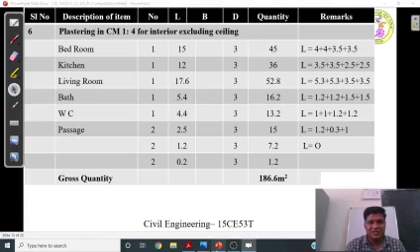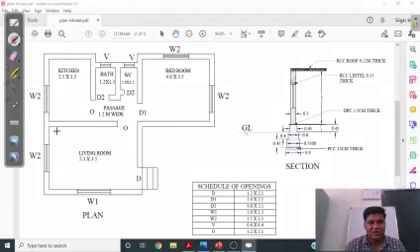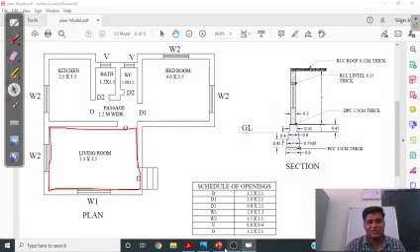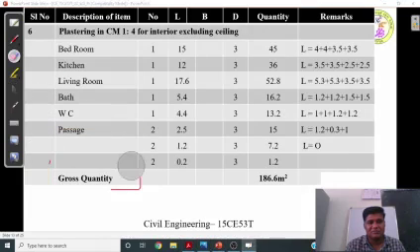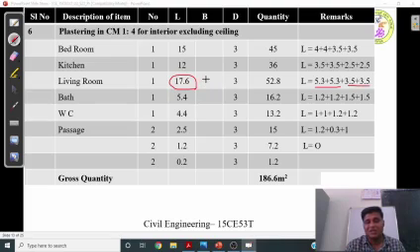Next, the living room. In the living room, the linear dimensions are 5.3 and 3.5. There are two numbers of 5.3 and two numbers of 3.5. So 5.3 plus 5.3 plus 3.5 plus 3.5 will come to 17.6 meters. So 1 into 17.6 into 3 will give me 52.8 square meters.